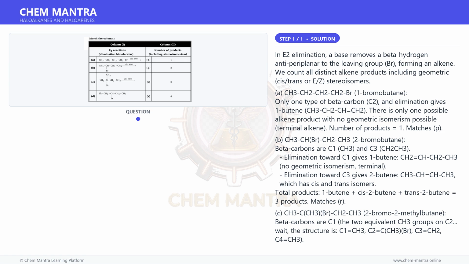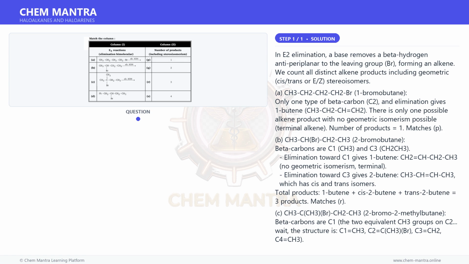A. CH3CH2CH2CH2Br, 1-bromobutane. Only one type of beta carbon, C2, and elimination gives 1-butene, CH3CH2CH=CH2. There is only one possible alkene product, with no geometric isomerism possible, terminal alkene. Number of products is equal to 1.